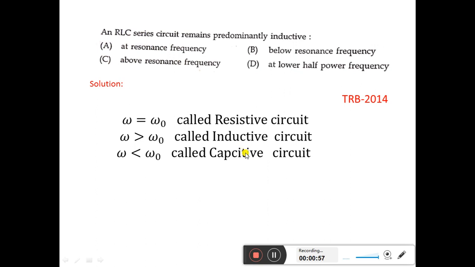In general, we know the conditions: when omega equal to omega naught, omega naught means resonance frequency, it is called a resistive circuit. When omega naught is less than omega, it is called an inductive circuit. When omega naught is greater than omega, it is called a capacitive circuit. As per this, our answer is option C, so above resonant frequency. So answer C.